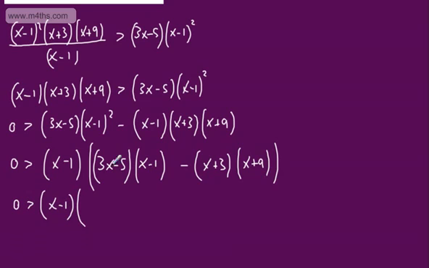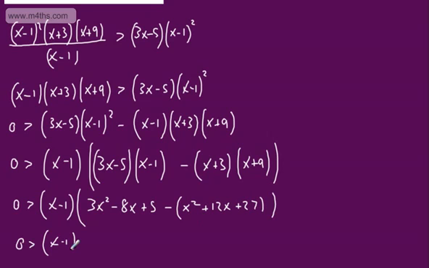We need to now consider expanding and factoring this. I'm going to get 3x squared. I'm going to get minus 3x minus 5x, which is going to give me minus 8x. And then I'm going to have plus 5. Then I'm going to be subtracting away from that x squared plus 12x plus 27. So what do we end up with? Each time you don't have to write out this, but you can just deal with this and put it back in.